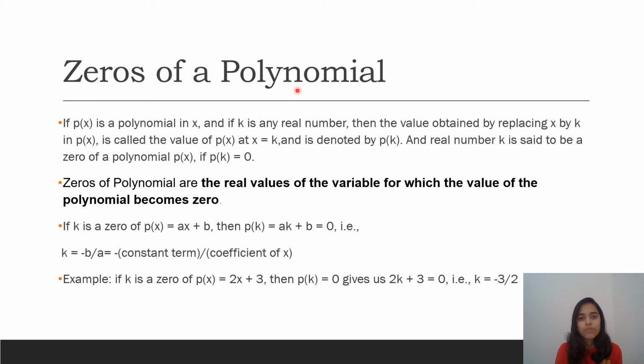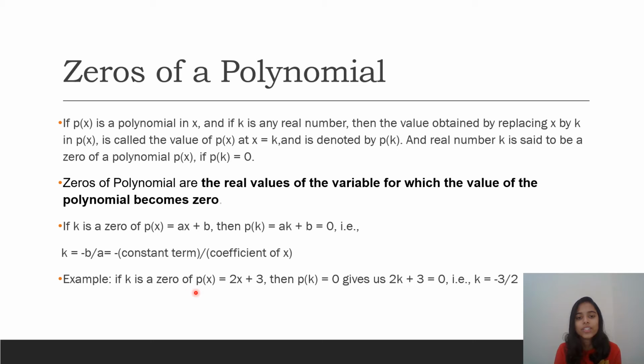Coming to zeros of a polynomial, if in a polynomial p of x, x is replaced by any real number k, and on replacing it, the value of p of k becomes 0. So basically, let us take an example and understand.